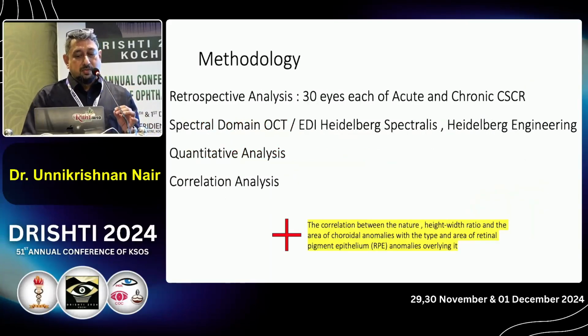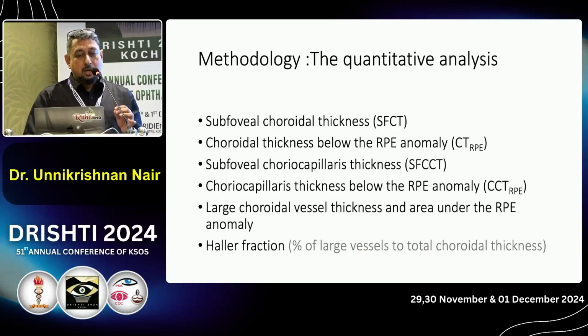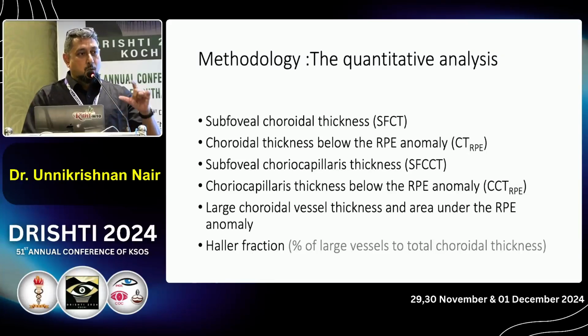It was a retrospective study where we took 30 eyes in each of the groups in which we could possibly do a good EDI study. A quantitative and a correlative analysis was done. In the quantitative analysis, we looked at thickness underneath the fovea and underneath the lesion. We checked the choriocapillary thickness, the large vessel diameters and areas, and also something called the Haller fraction.